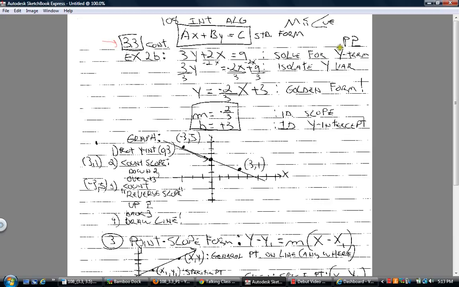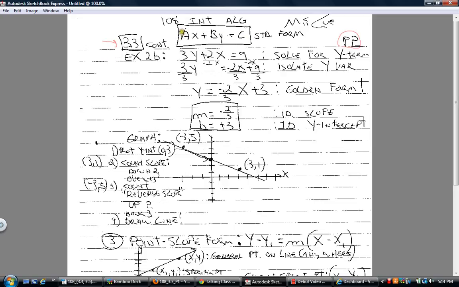Going to tackle page 2 here on this video, and I kind of jumped the gun on the last example. I thought it was going to be a little harder, but when it's already written in golden form, y equals mx plus b, aka slope intercept, that's not too bad. But what would you do if it was written in standard form?